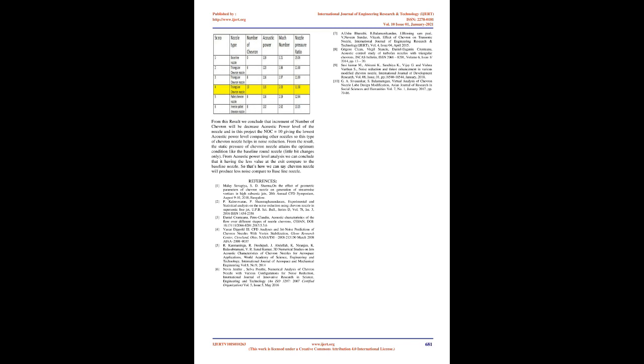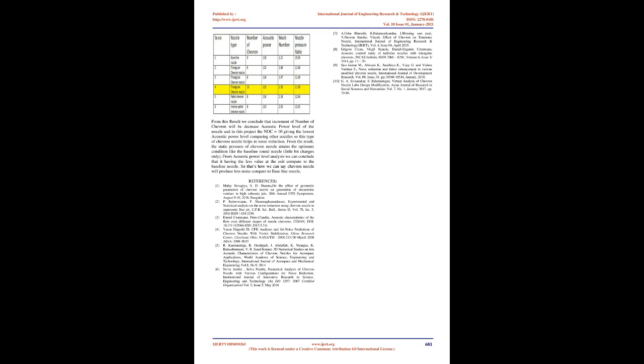Acoustic power level and Mach number graph. This graph is showing the comparison of acoustic power level and Mach number of all nozzles: BSL, triangular chevron nozzle, NOC 6, 8, 10, petal and inverse petal nozzle.